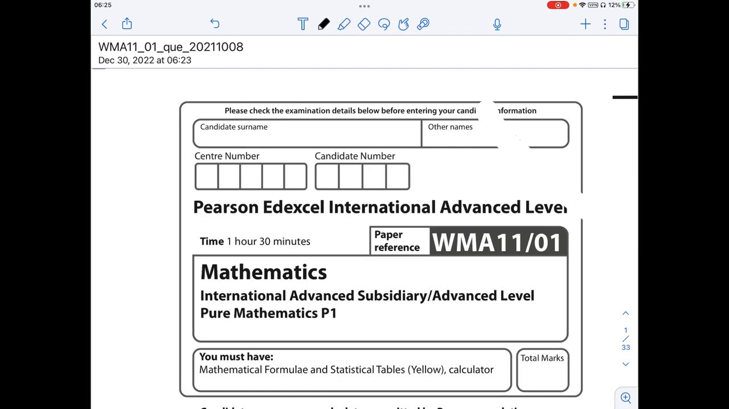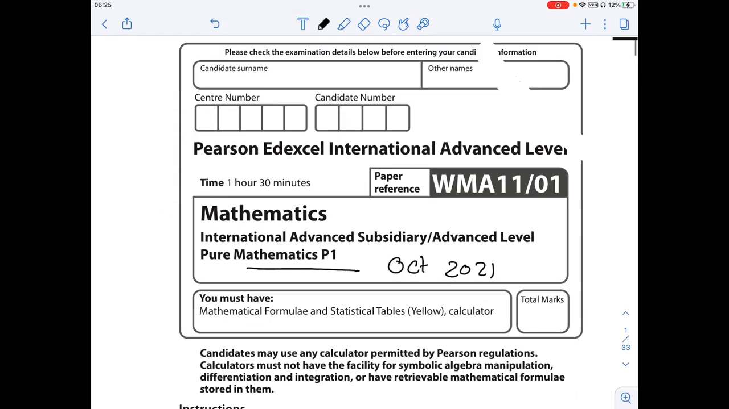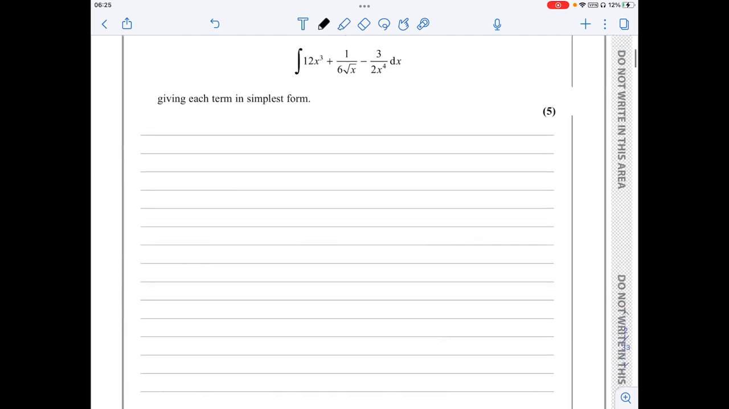So welcome, this is Edexcel IAL International A-Level Paper 1 of October 2021, P1 Pure Mathematics 1. First question about integral.